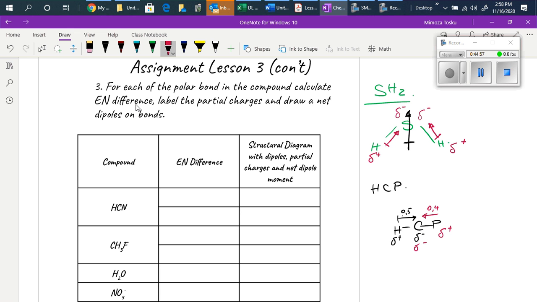Okay, so now in between those two, when you have 0.5 going in this direction and 0.4 going in this direction, then the net will be 0.1 in this direction. And this will be the net dipole moment.